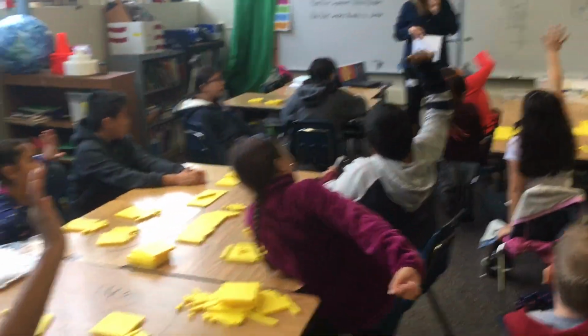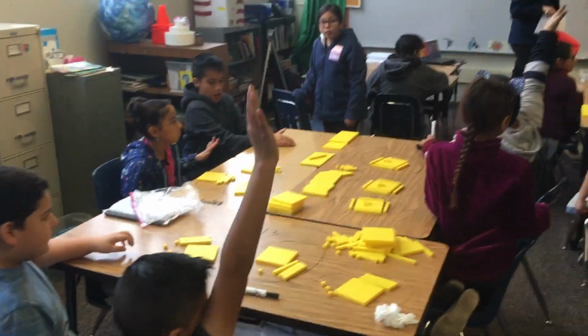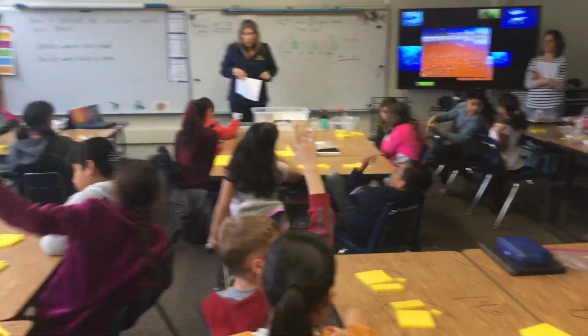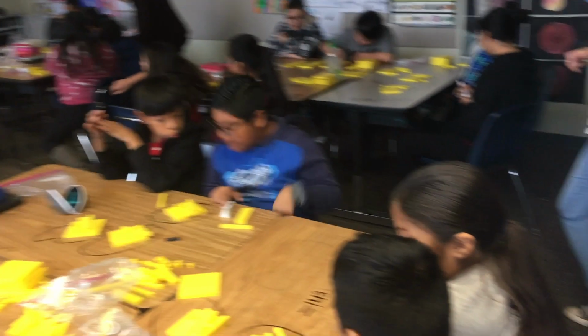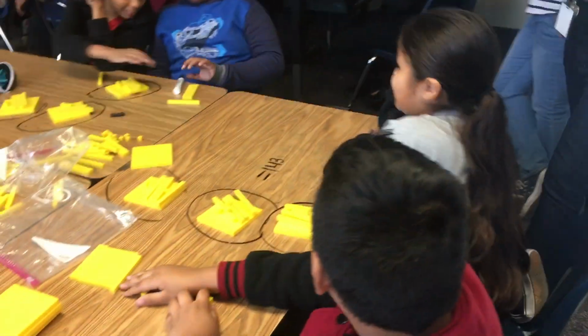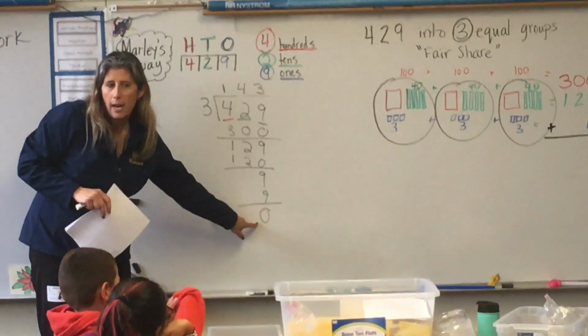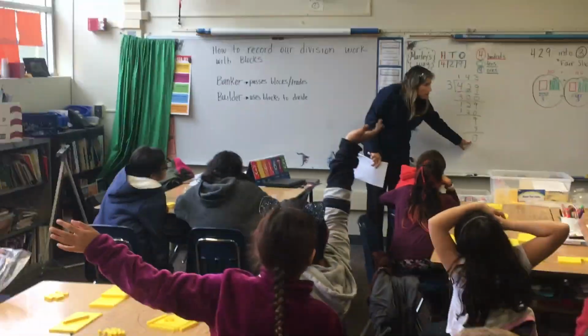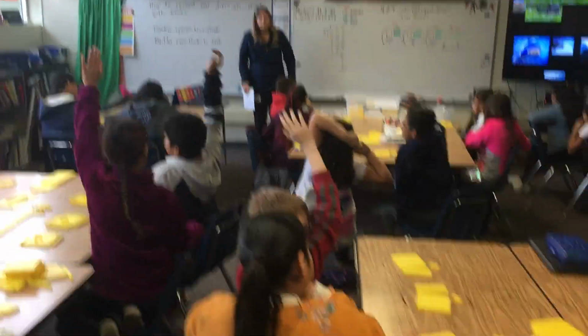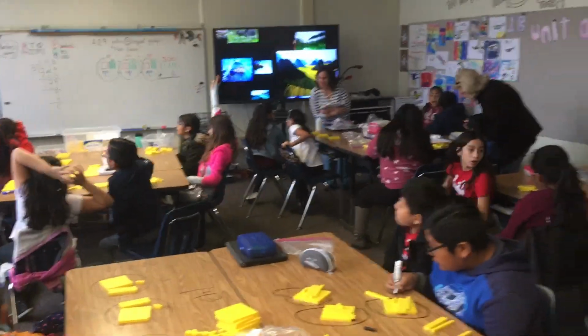I love how you guys think really good with your arms. Okay, talk to your neighbor. Tell them what you think that 4 means. Where did the 0 come from? Why did Mrs. Hyde write a 0 up here? Think. Why is there a 0 right here? Tell your partner.